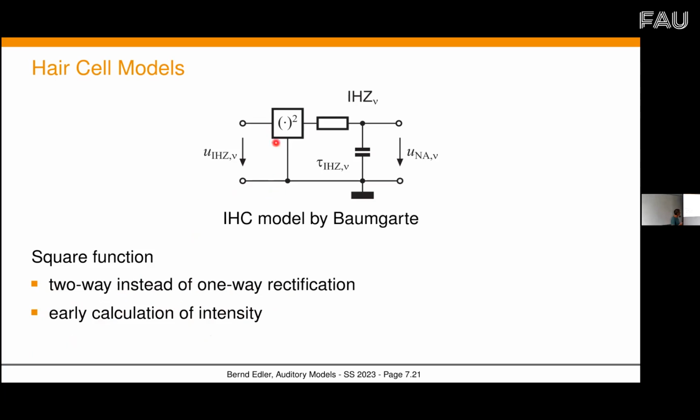And after this, rectification and squaring is followed by a first order low pass filter, an RC component. This would have a low pass characteristic, so that if you have low frequencies of a sinusoidal stimulation, this would still go up and go down again. So you would still see some part of the periodicity in the output, but not anymore for higher frequencies.